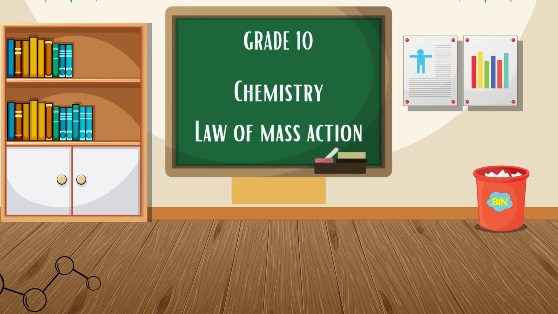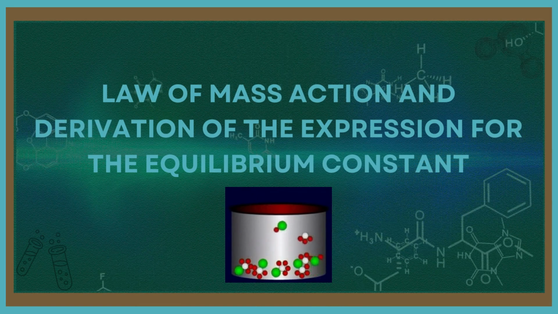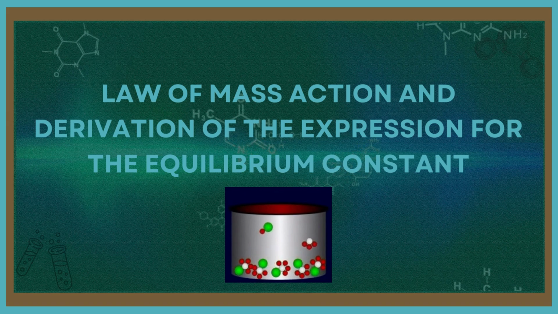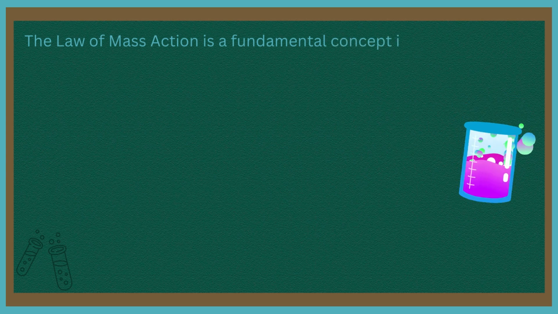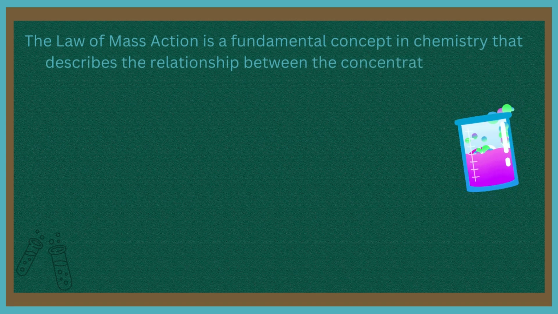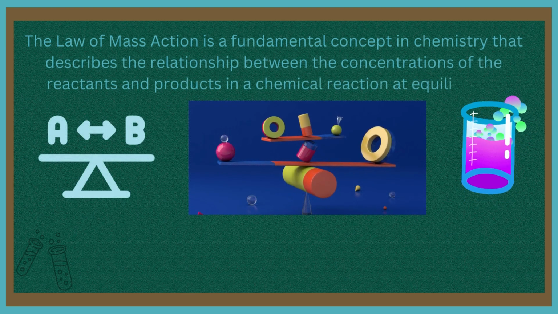Hello students, today we will be discussing the law of mass action and the derivation of the expression for the equilibrium constant for chemistry grade 10. The law of mass action is a fundamental concept in chemistry and it describes the relationship between the concentrations of the reactants and the products in a chemical reaction at equilibrium.